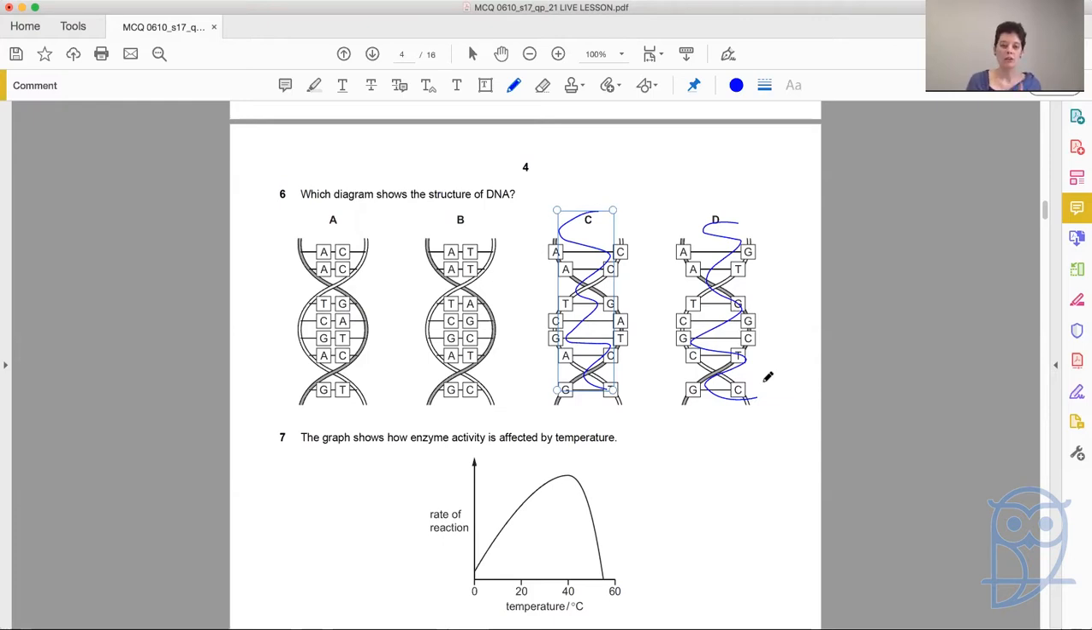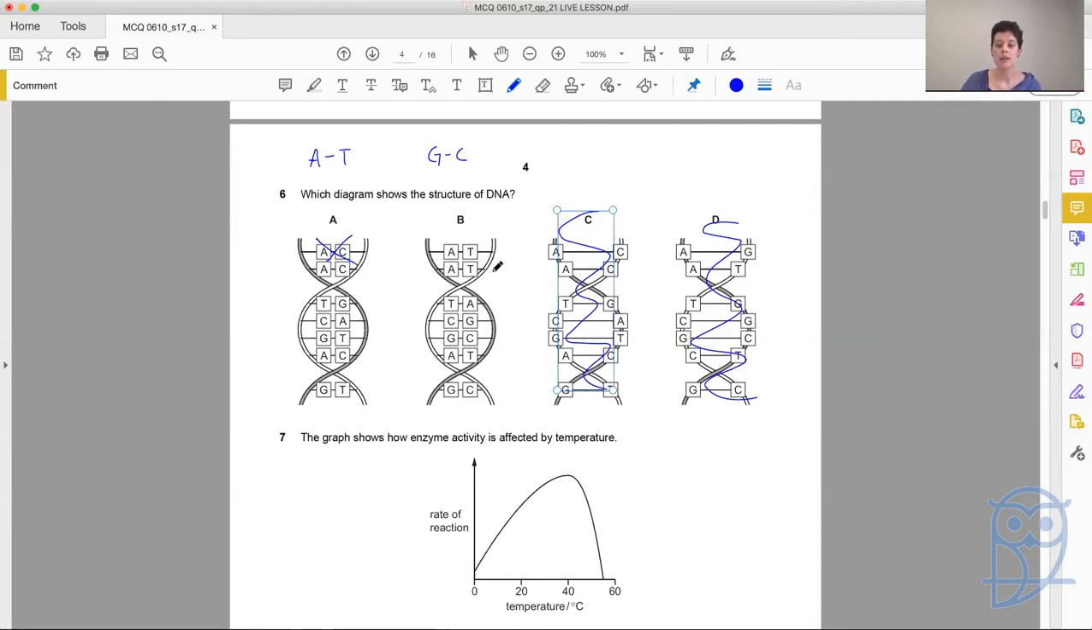It's all about who bonds to who. Remember with our bases, okay, we have very specific pairings. We can either have AT or we can have GC. A and G, A and C, it's never going to happen. They're actually the wrong sizes and the wrong shapes. They don't fit together at all. So if we look at A, we see here AC, AC, TG. Those don't happen. That's wrong.